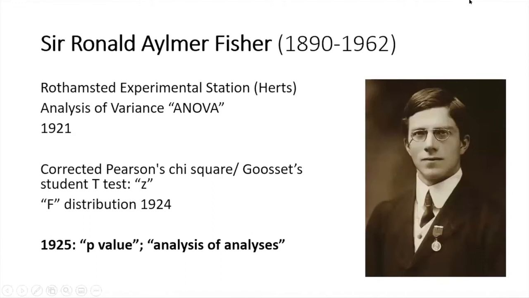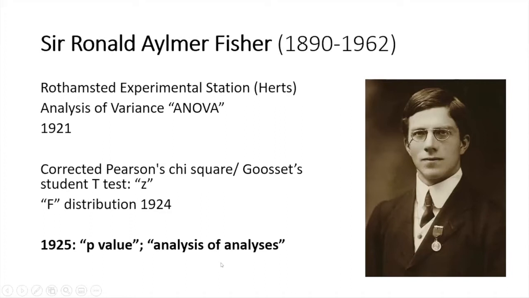Now the term p-value was coined by this gentleman, Sir Ronald Fisher. He worked in Hertfordshire. He was hired by the Rothamsted Experimental Station, which experimented on farms, to do analysis on plants. And he came up with the analysis of variance, ANOVA, that we use, in the 1920s. He also corrected some of his colleagues at the same time and came up with his own distribution. But his biggest significance to us was setting up something called p-value and analysis of analyses. This is meta-analysis. So look at when meta-analysis was set up and by whom.